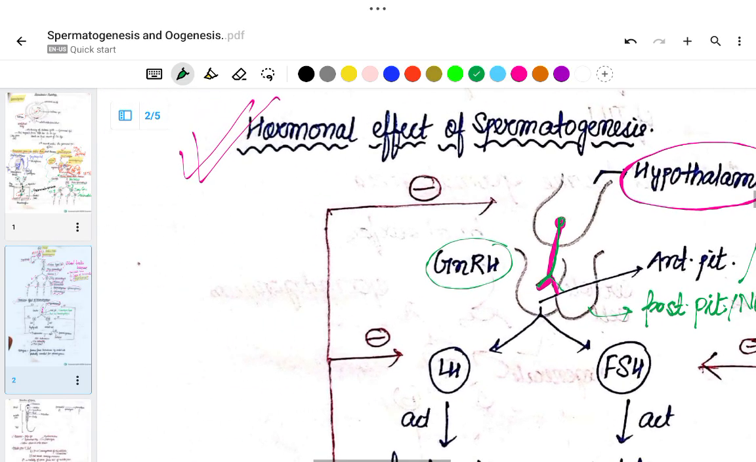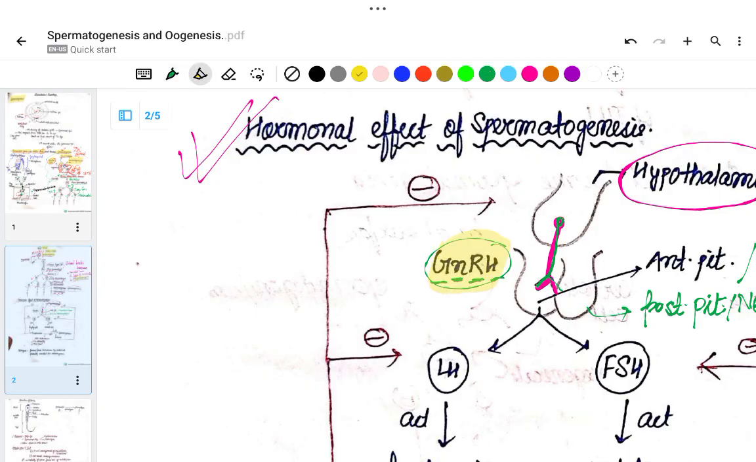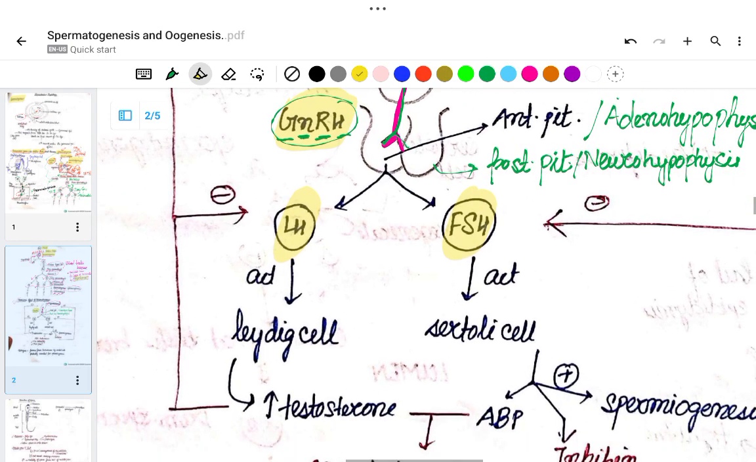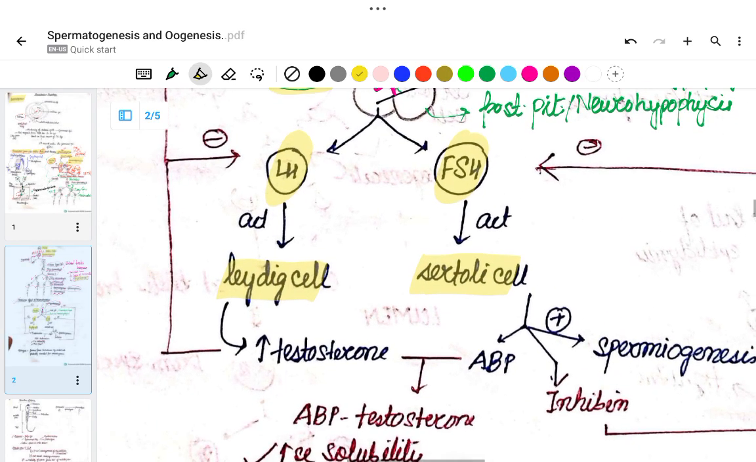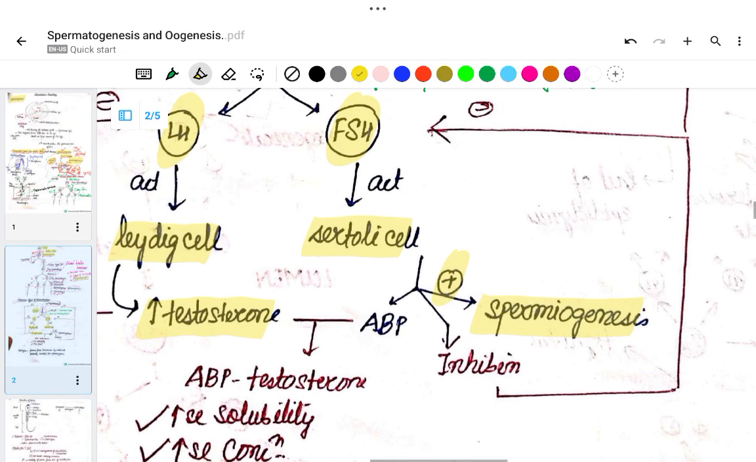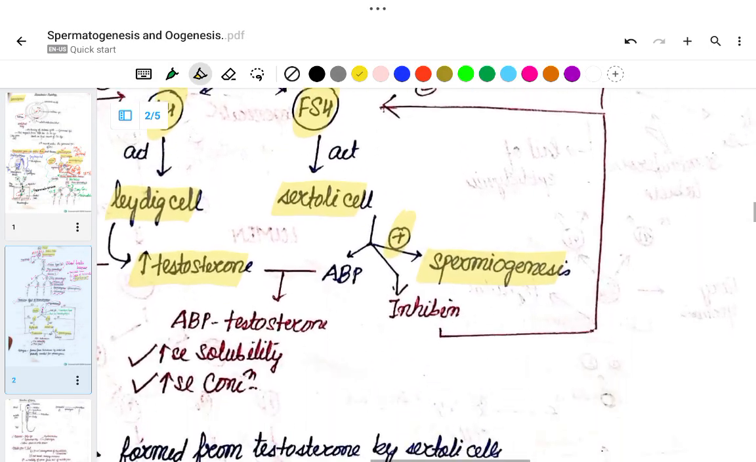GnRH is gonadotropin releasing hormone. GnRH is a positive activator. It releases two hormones, LH and FSH. LH acts on Leydig cells, FSH acts on Sertoli cells. LH increases testosterone, and in Sertoli cells it helps, through positive feedback, in spermiogenesis. That is this step, spermiogenesis.